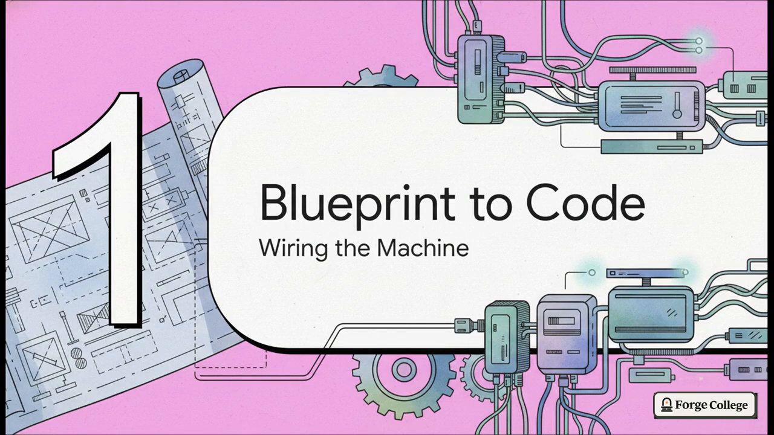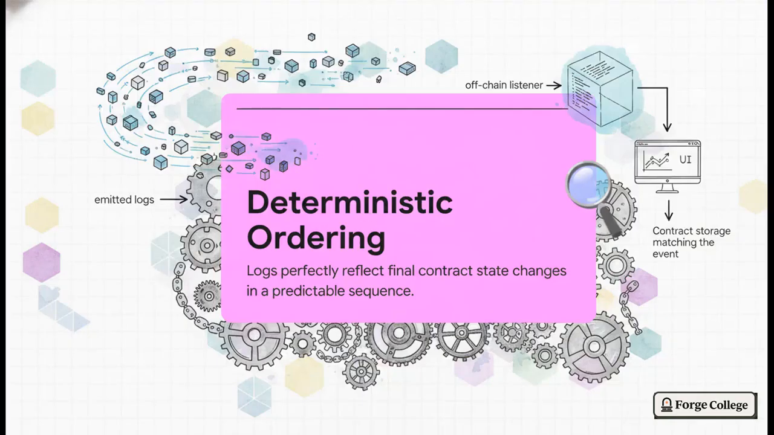Okay. Part 1. Blueprint to implementation. Time to wire the machine. So in our previous lesson, we were acting as architects, right? Drafting out our event blueprints. But now, to wire them up correctly, we have to grasp one foundational concept, and that is deterministic ordering. This is literally the bedrock of reliable smart contract integration. It's the ironclad guarantee that your emitted logs perfectly, and I mean perfectly, reflect the final state changes of your contract in a totally predictable sequence.